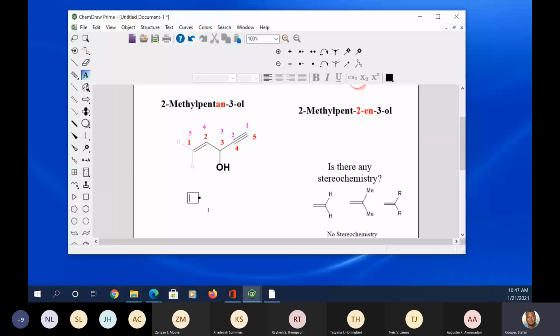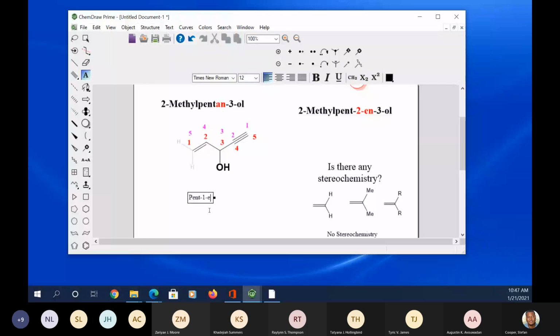Any substituents? No substituents. So I'll go right into the parent chain. What's the parent chain? Root. 5, which is pent, right? Pent. Do I have unsaturation? I do. So what do I say?